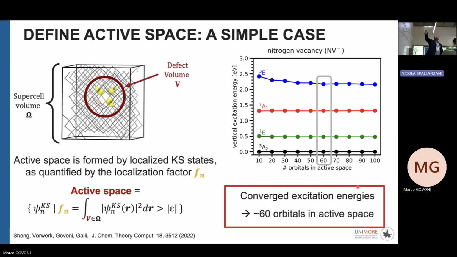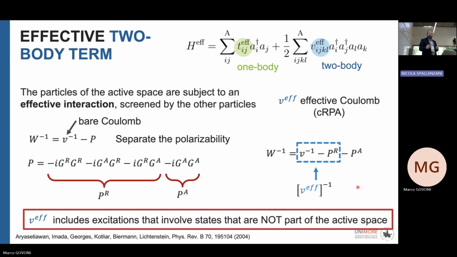So how do we pick the active space? We take all the quantum states, and we measure how well they are localized on the defect site. So we integrate over a volume. If we integrate the norm over the full cell, we get 1 because the states are normalized. If we integrate only in a sphere centered on the defect, then we get a measure of how well the state is localized here. So we rank them, take the most localized states, take more and more states, and then we see convergence of the excitations. So this is how we pick the active space.